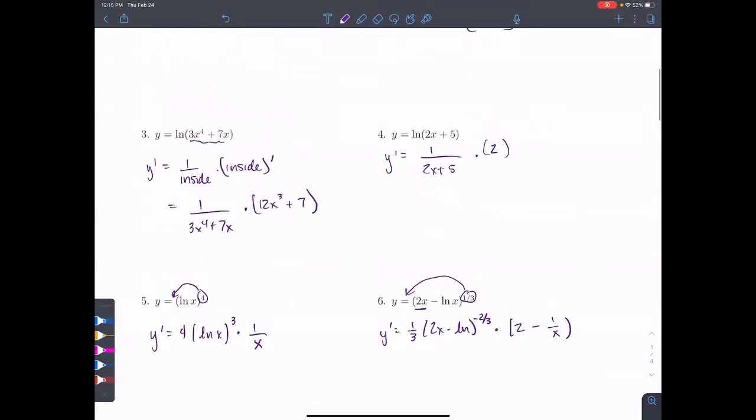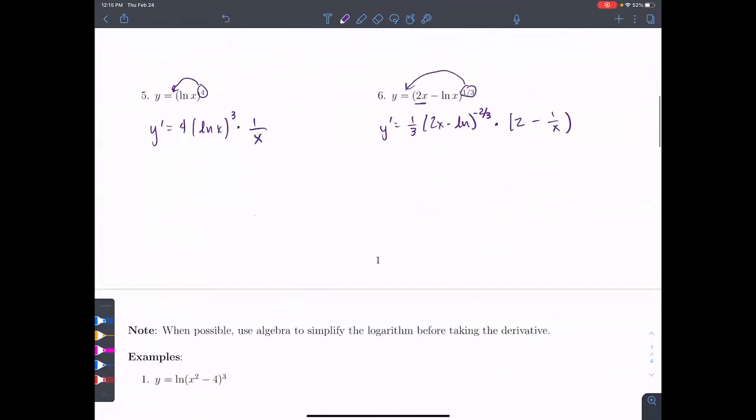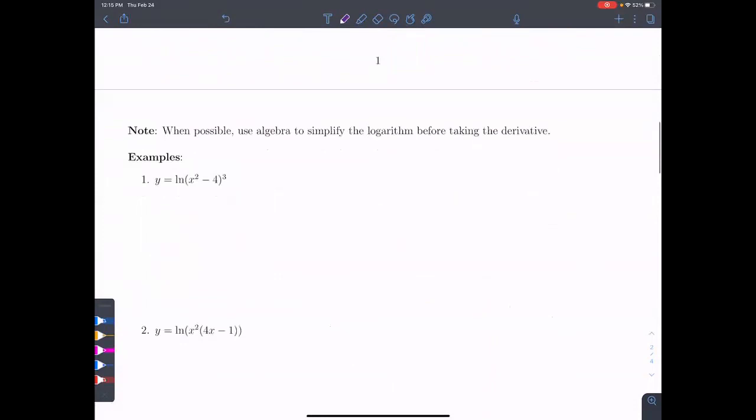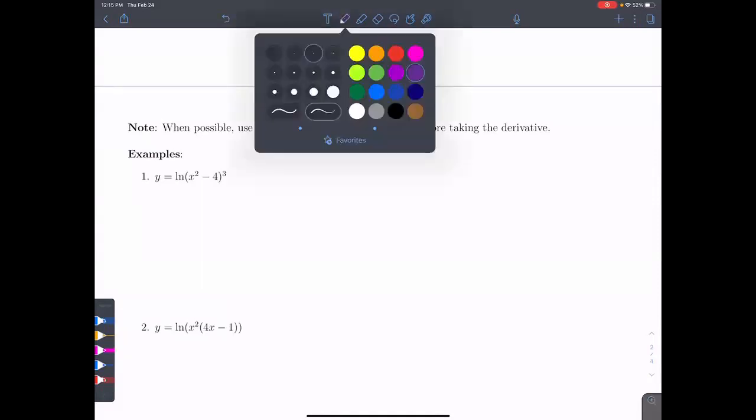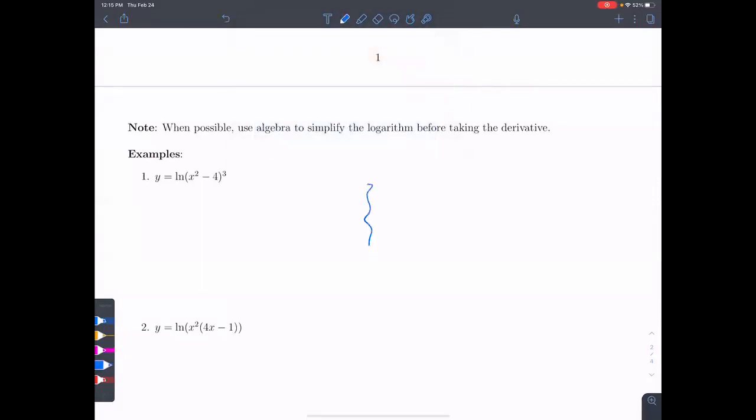Okay, so that's not too terribly bad. Sometimes they get messier. You can use algebra to split them up if you wanted to. That could make the derivatives easier. It doesn't have to, but I'll show you this one two different ways. So if we split this up, this would be y equals 3 times the ln of x squared minus 4, which would be 3 times the ln of x squared minus.